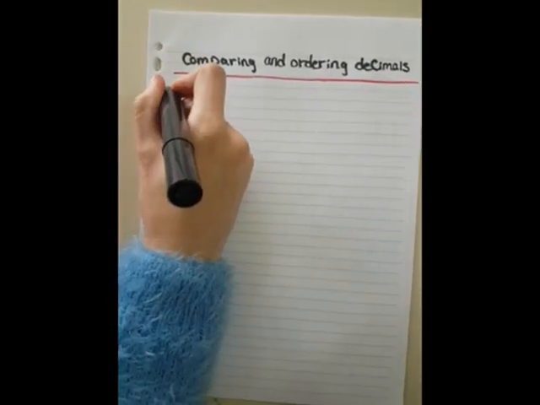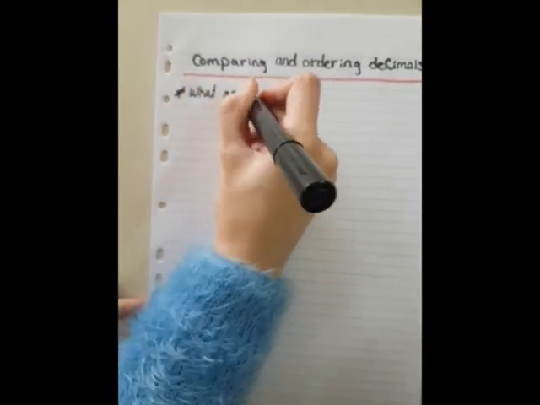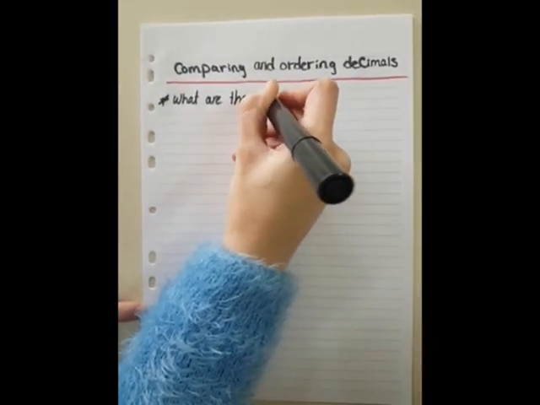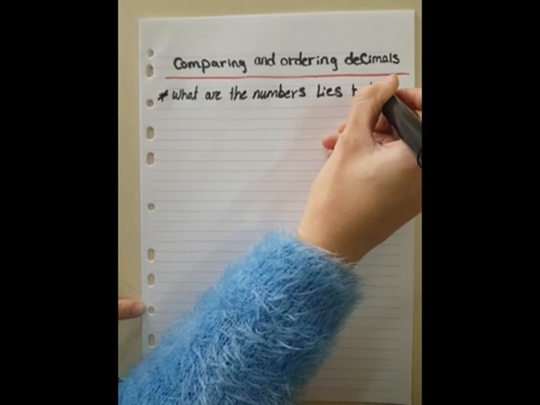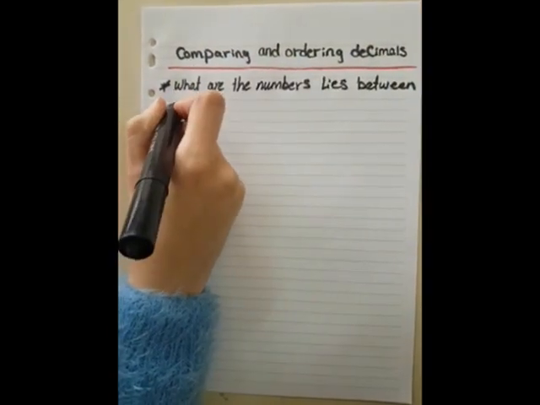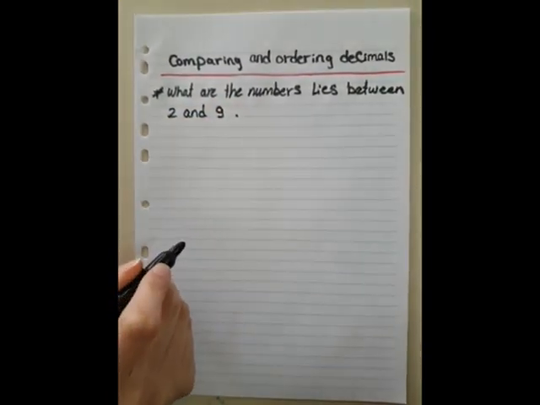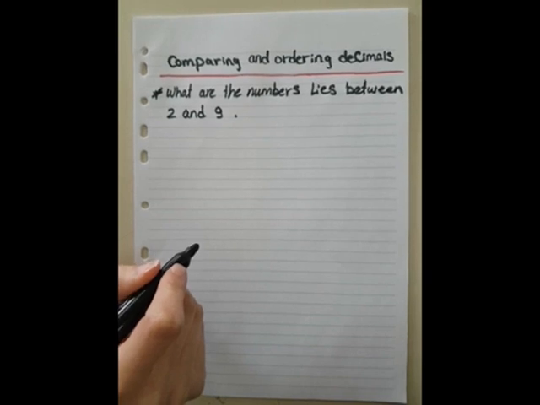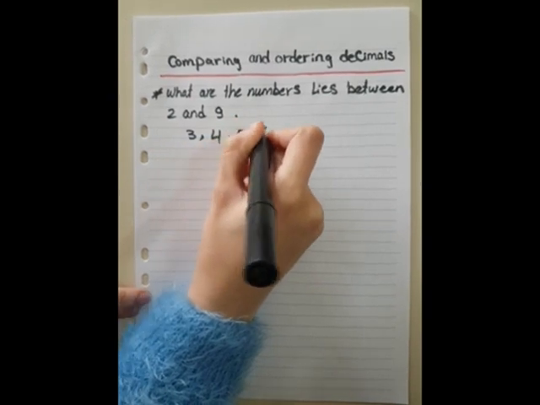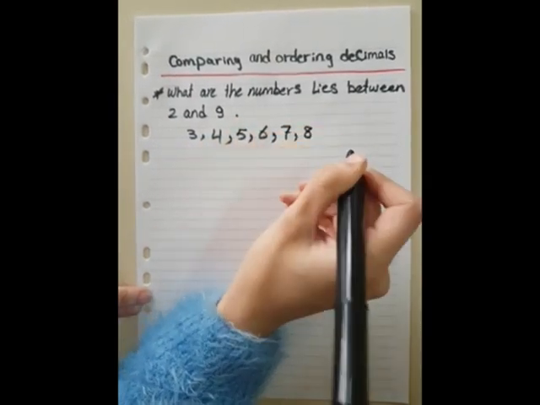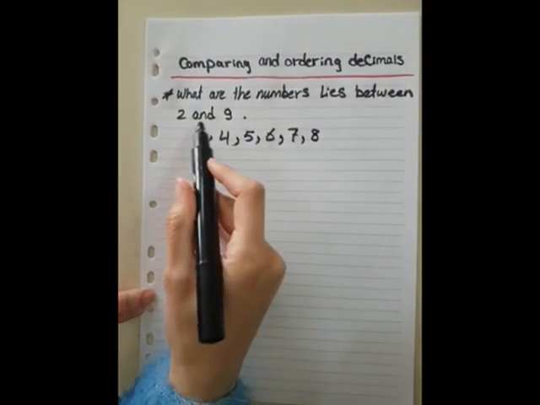Okay. If we have a question, say, what are the numbers which lie between 2 and 9? Of course, all of us know that the numbers which lie between 2 and 9 are 3, 4, 5, 6, 7, and 8. And we can't take the 2 and the 9. These are only the numbers which lie between 2 and 9.